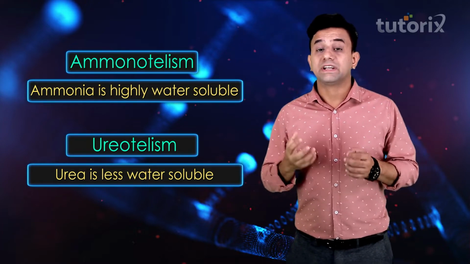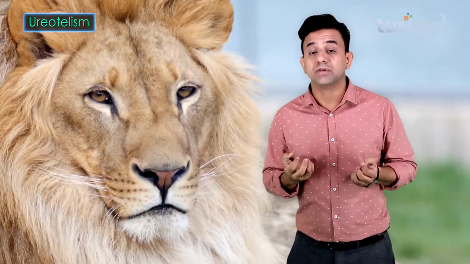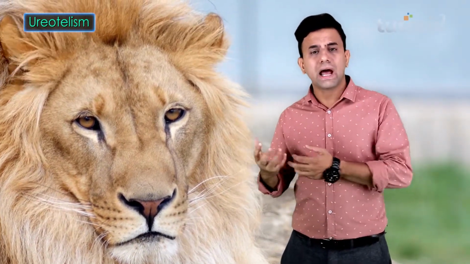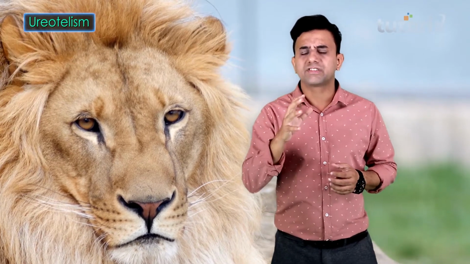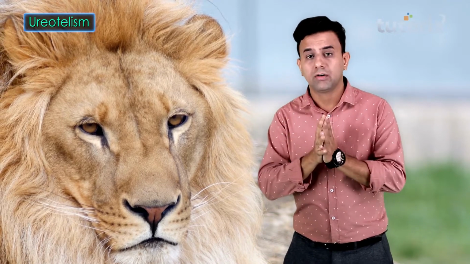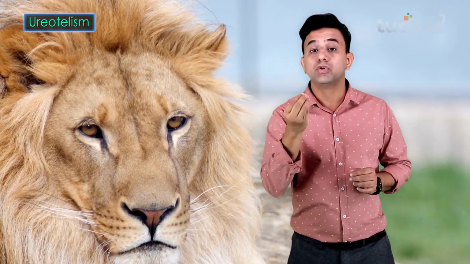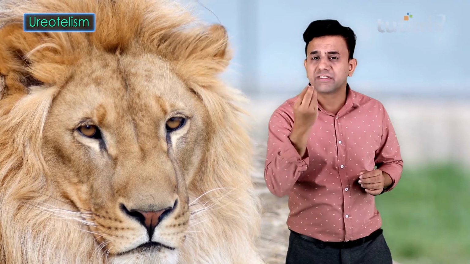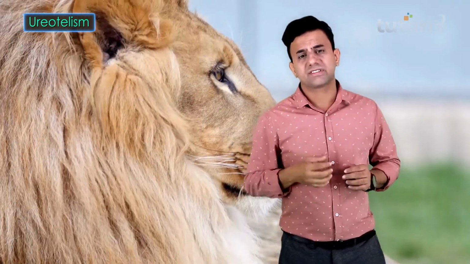We all know that terrestrial animals, that is land animals, do not have much water, as they are residing on land. So this mode of excretion is extremely important, as we cannot waste much water for excretion, and that is why urea is of very much significance in land animals.